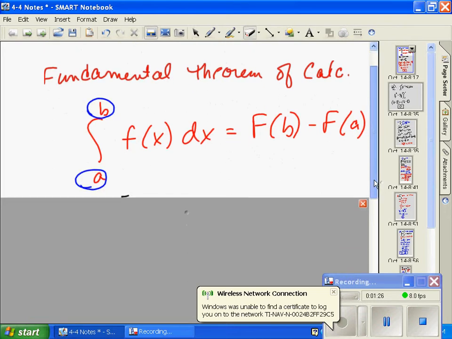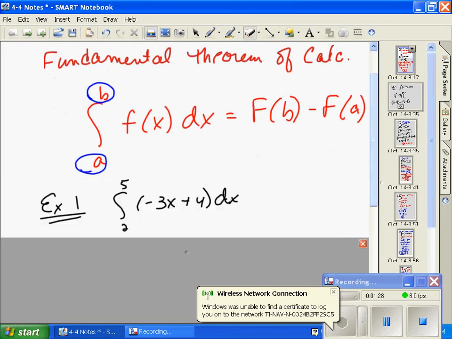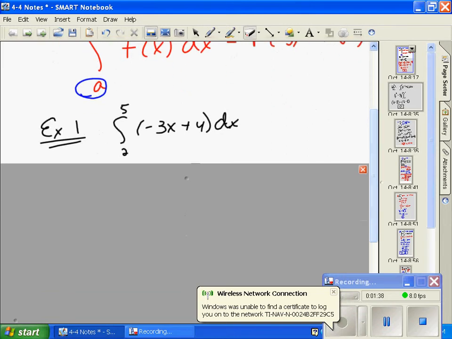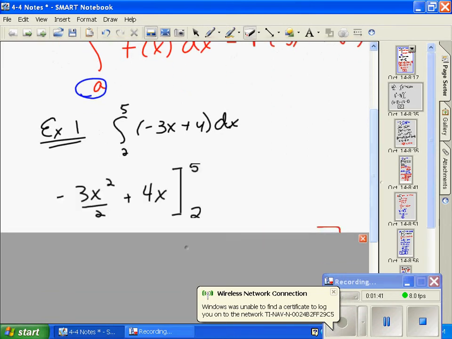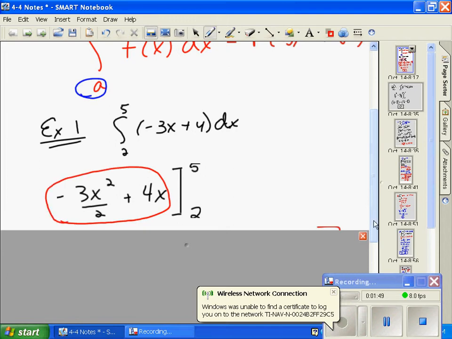Okay? So here's my little hidden screen. Here's example 1. That's what it looks like. The integral from 2 to 5 of negative 3x plus 5 dx. And the way that I look at that is this right here I do my antiderivative. The part I have circled in red is my antiderivative. So I have negative 3x squared over 2 plus 4x.